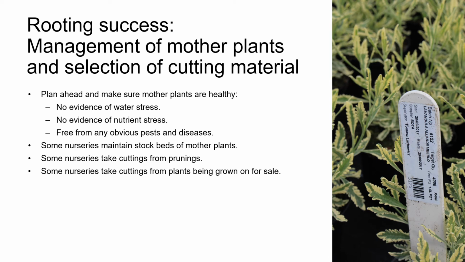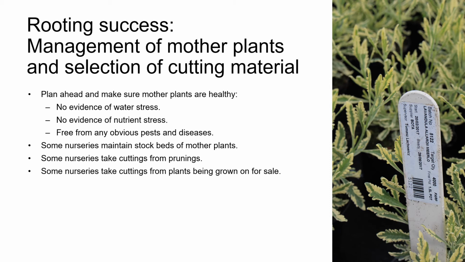Some tree and shrub nurseries maintain stock beds of mother plants that they take cuttings from. Here in California, land is so expensive that most nurseries use as much space as possible for plants that are being grown on for sale. There aren't many nurseries around here that maintain stock beds. Instead, cuttings are taken from plants that are being grown on for sale. This has the added benefit of promoting bushy growth in the plants and therefore producing a better looking plant for sale.